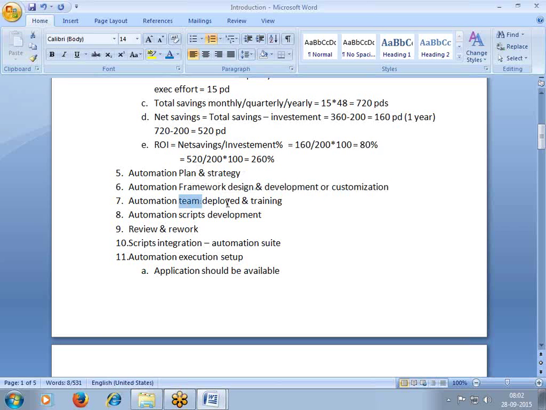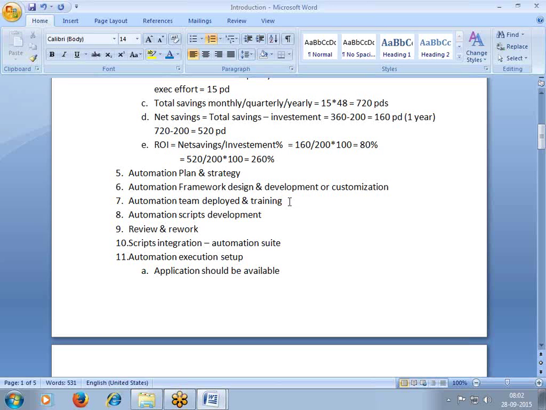And next one, automation team deployment. Once the framework is decided and ready, after that the automation team will be deployed into the project. And then we have to identify what trainings are required for the team. Some of the team members may be new to this automation tool. Some team members may be new to this domain and project. And some team members may be new to the automation framework we are using. So those trainings should be provided to the automation team, either tool training, application training or framework training.